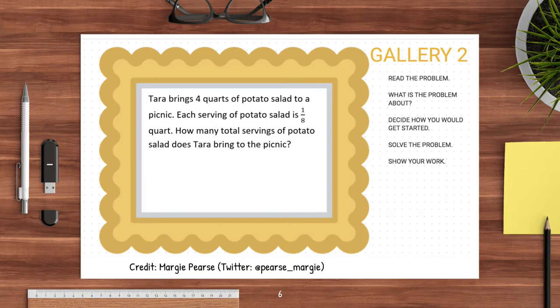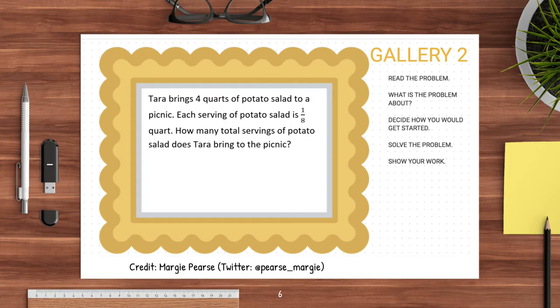Here we're going to take a look at just a sample problem from a gallery walk that was created by Margie Pierce. As you can see, in addition to the problem, students are provided with some information about how to proceed at the station. So they're told to first read the problem, determine what the problem's about, decide where they might get started, solve the problem, and show their work.